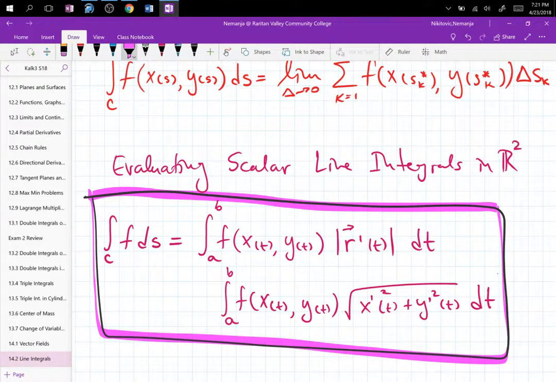Now, why is it multiplied by r prime? Because that's ds. Yes. So we are converting our arc length parameterization from the definition that we have into parameterization by parameter t, and that's the conversion factor between the two worlds. So that's why we are multiplying by that.